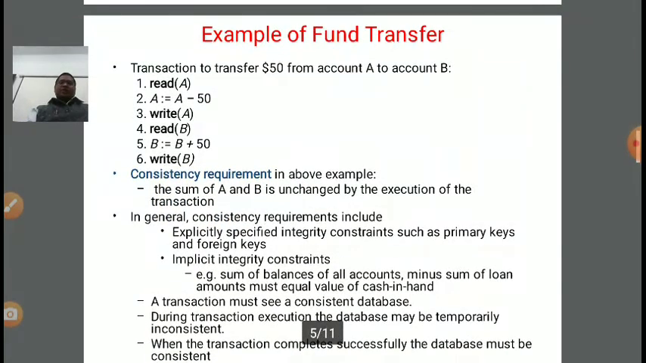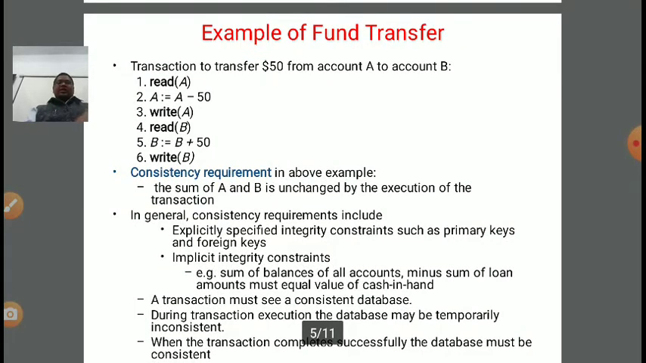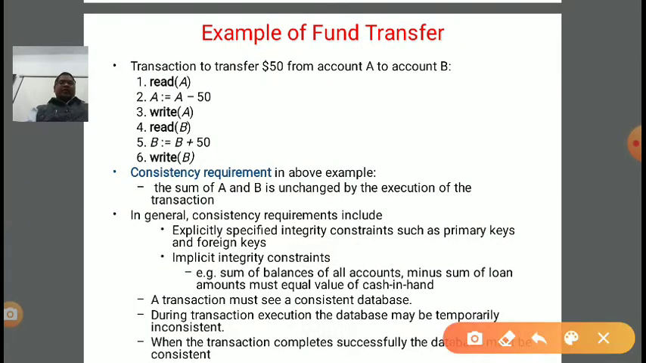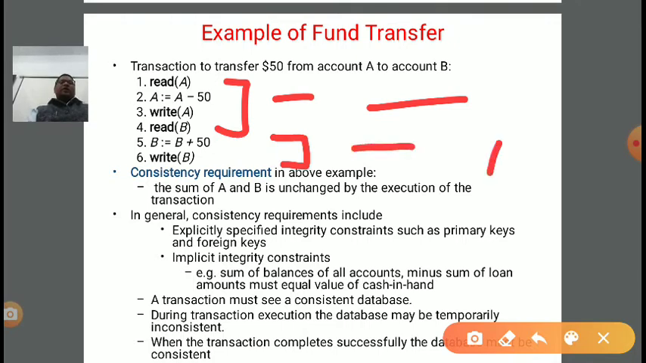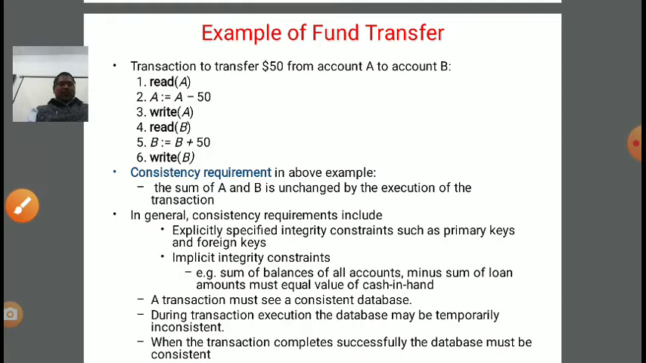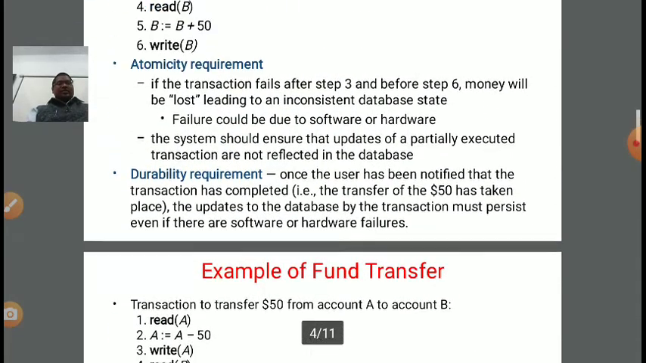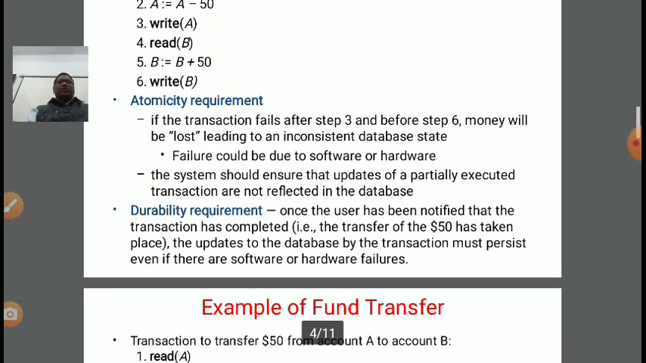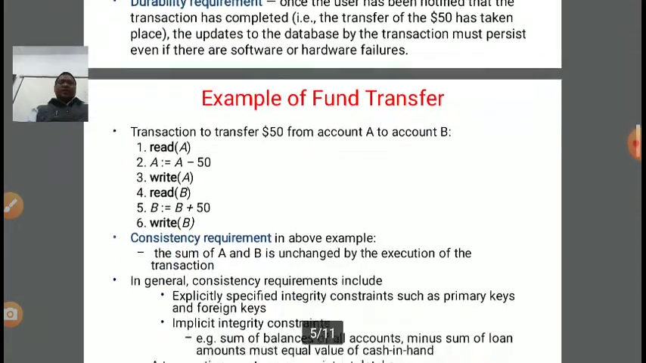Now, the example of fund transfer, we are continuing this. Suppose we are transferring $50 from account A to B. The first three steps are related to account A deduction, and the next three steps, 4 to 6, are related to account B. Now the consistency requirement. In this example we need to maintain consistency. Atomicity we have done in the previous example, and durability also we ensure.